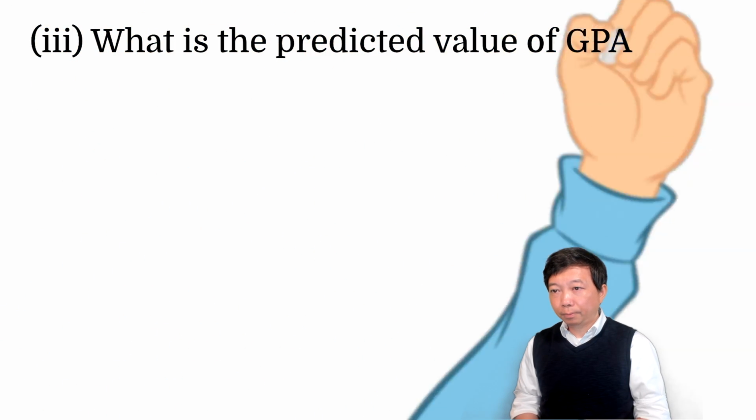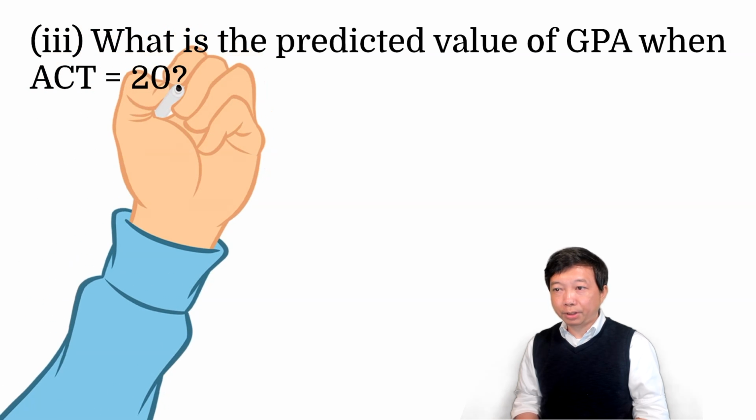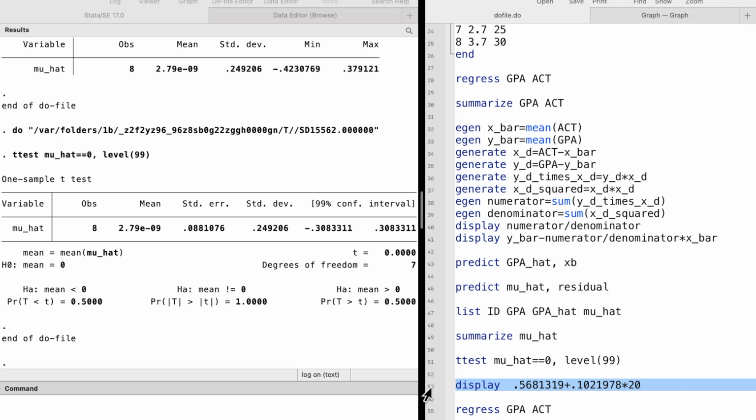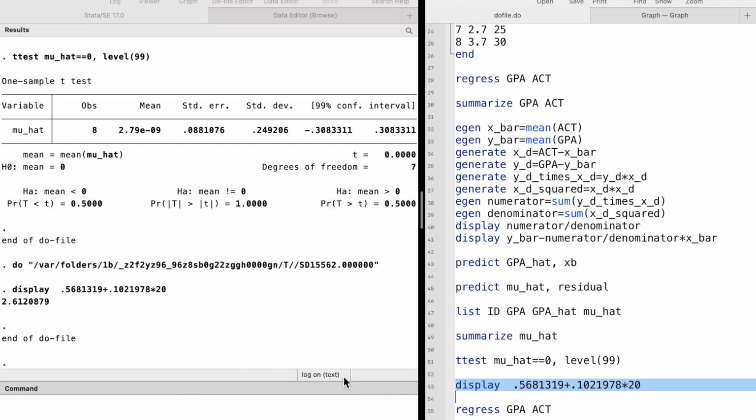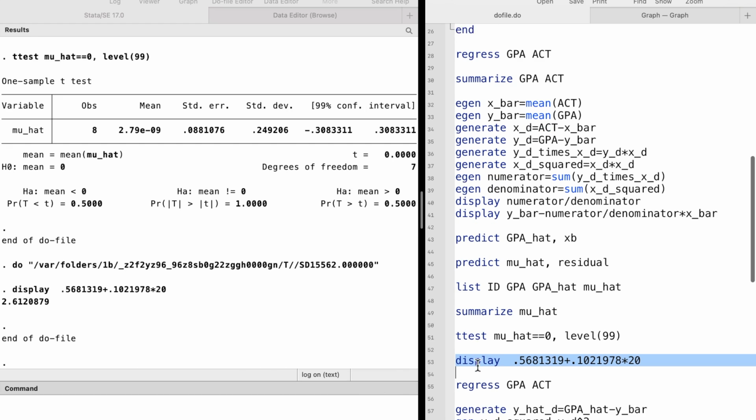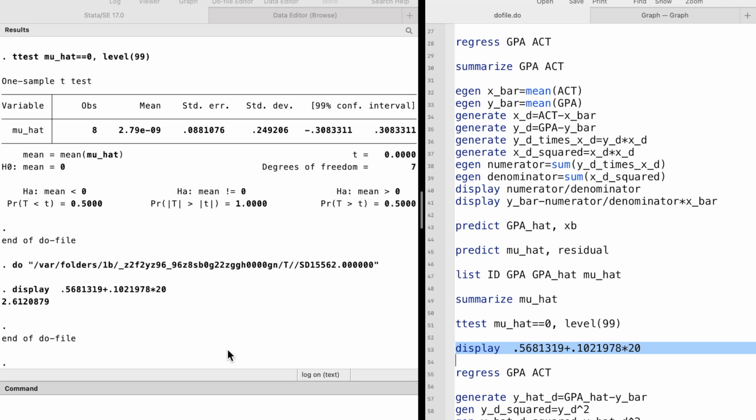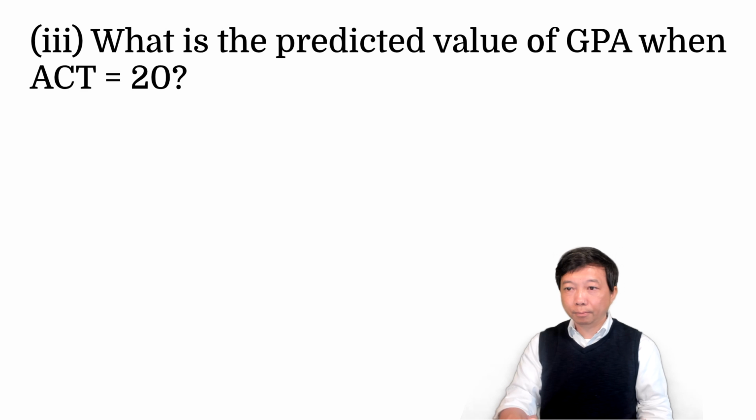The third question: what is the predictive value of GPA when ACT is 20? We put 20 into the OLS estimated equation. The predicted GPA is 2.6 when ACT is 20.